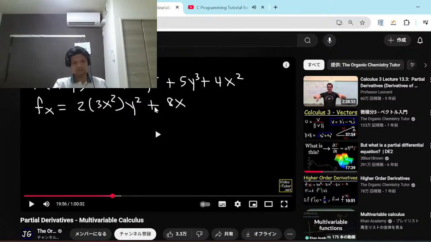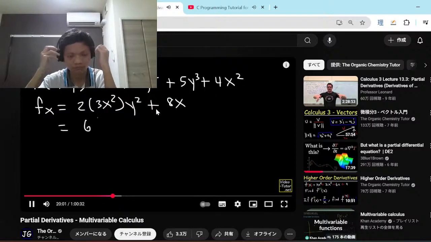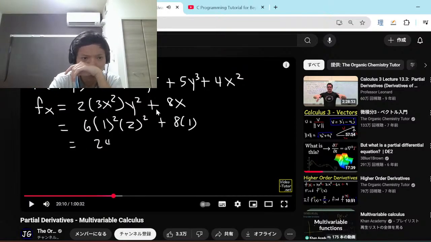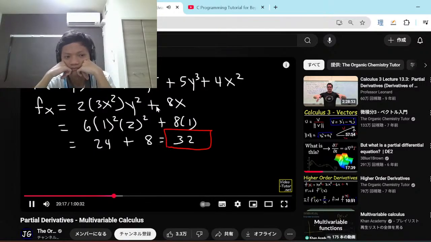Now we can plug in the point 1, 2. 2 times 3 is 6, times 1 squared, times 2 squared, and we have 8 times 1. So 2 squared is 4, times 6, that's 24. Plus 8, so that's 32. So that's the value of the first derivative with respect to x at the point 1, 2.